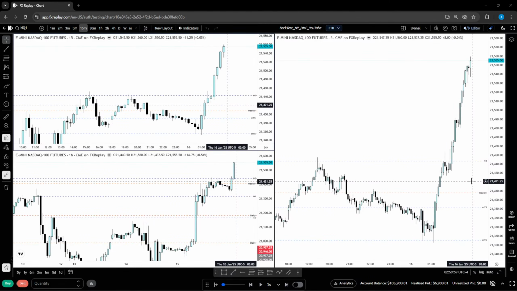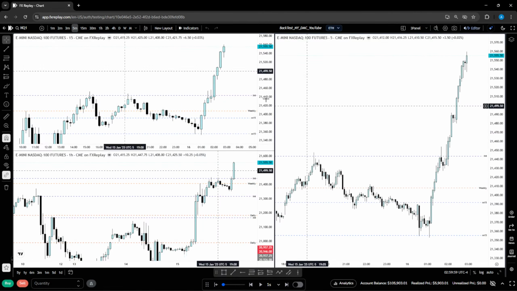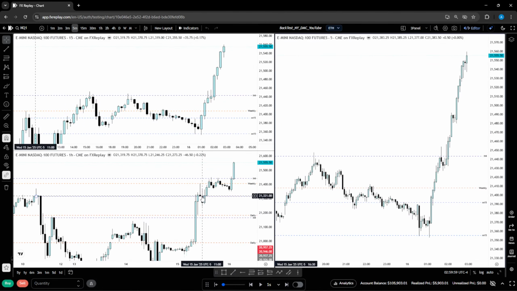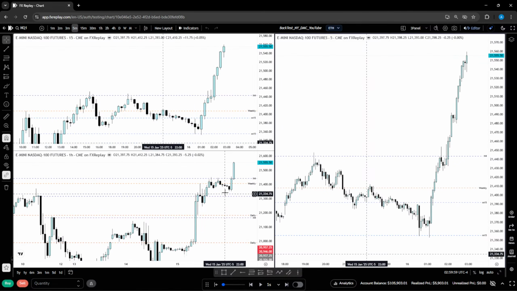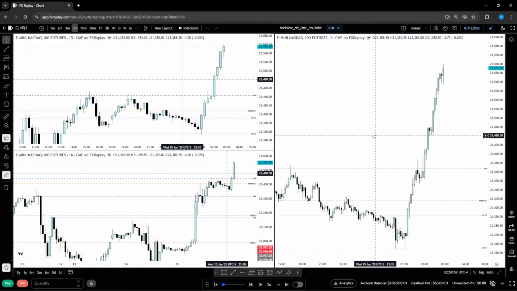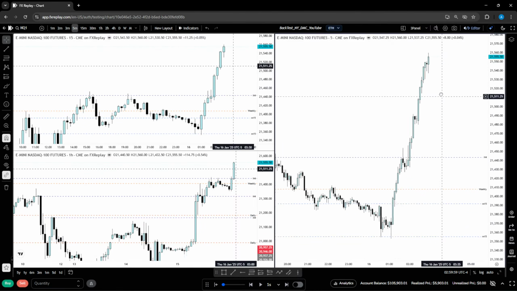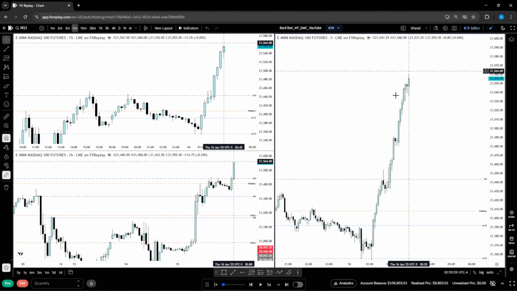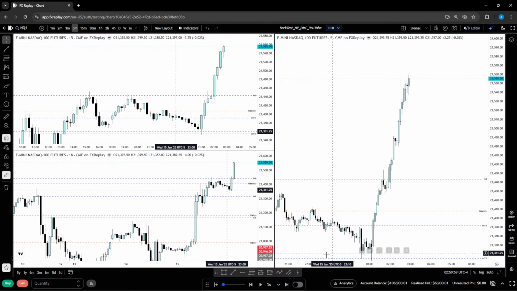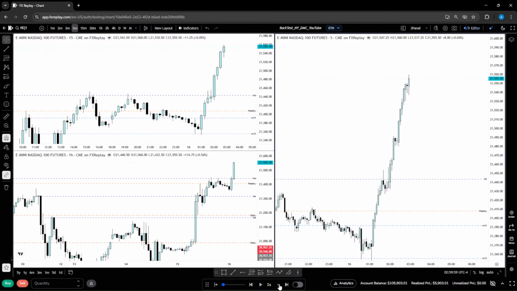Backtesting 2025 Nasdaq. Now we are on January 16. So we got a trade in the previous video, long, and then in the Asia session we moved quite a bit. So I'm not sure if I can take any trade here, but we'll let it run. I'm just gonna go step by step, 5 minutes.